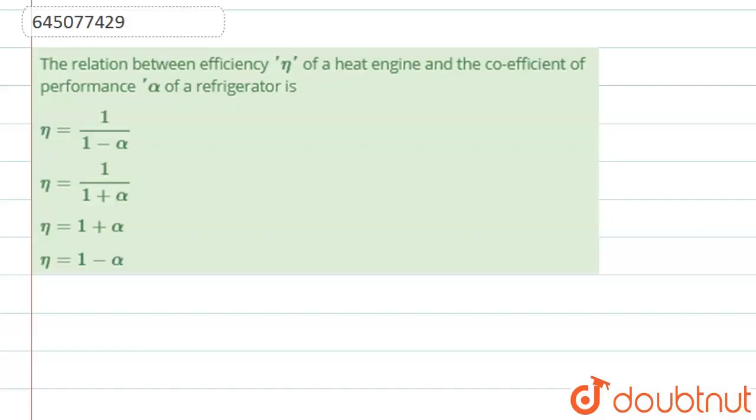Well, hello students. Now we're going to see this question. The question says that basically the relationship between the efficiency neta of a heat engine and the coefficient of performance, which is alpha, in a refrigerator is.